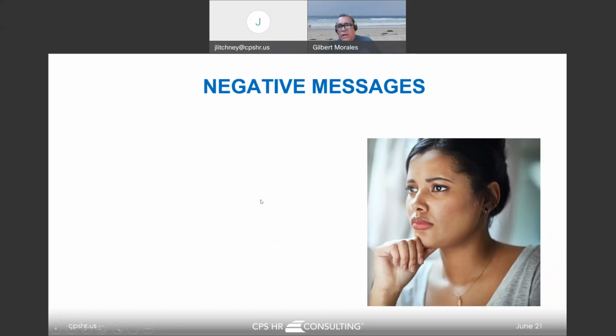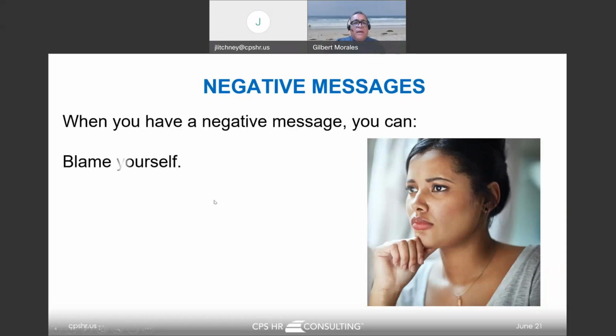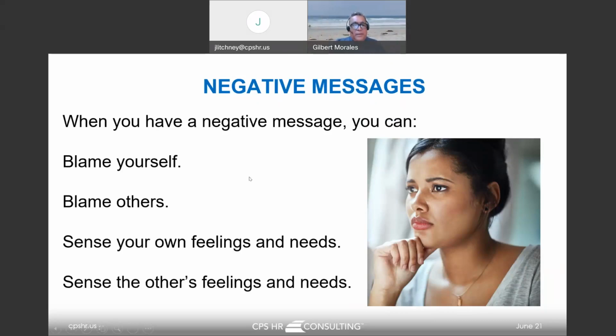Now, here's what happens when you get a negative message. And we all get negative messages in conflict. We've all been there. We've all done this. You have a choice. You have a decision on what you're going to do with a negative message. Here's what you can do with it. When you have a negative message, you can blame yourself. It's my fault. I did it. Or you can blame others. It's your fault. It's the state's fault. It's the county's fault. It's the city's fault. It's the governor's fault. It's the president's fault. It's the system's fault.